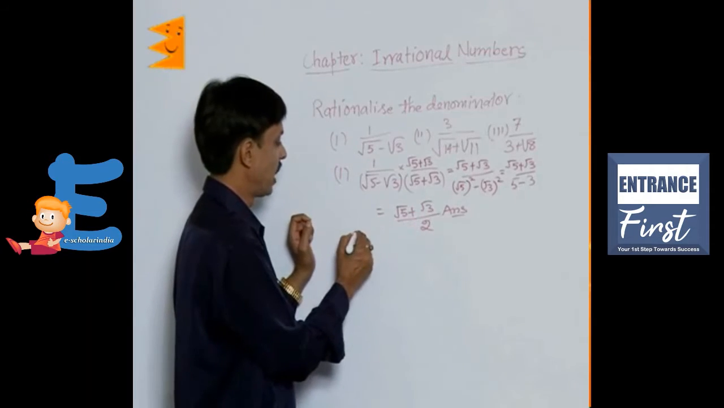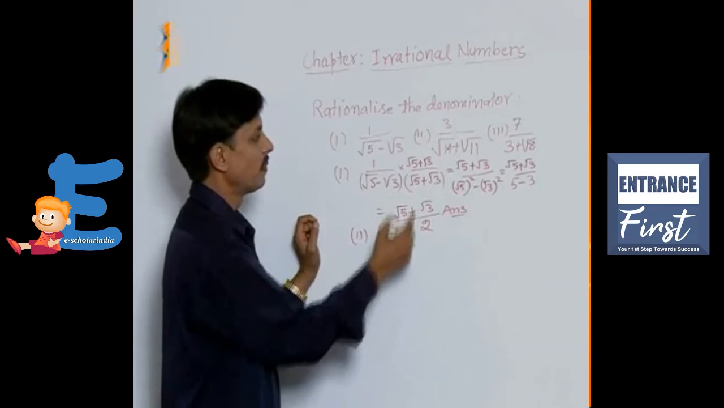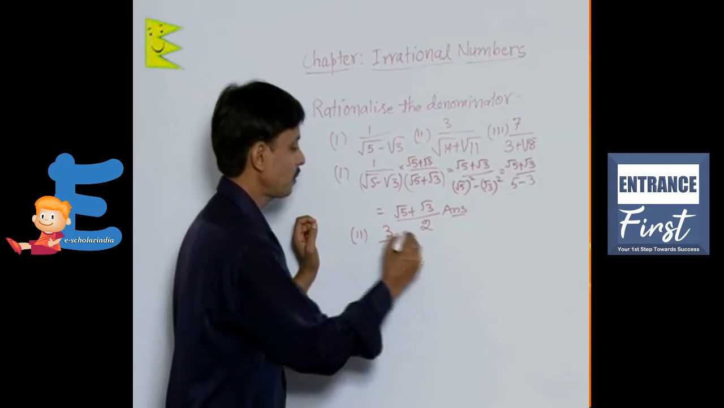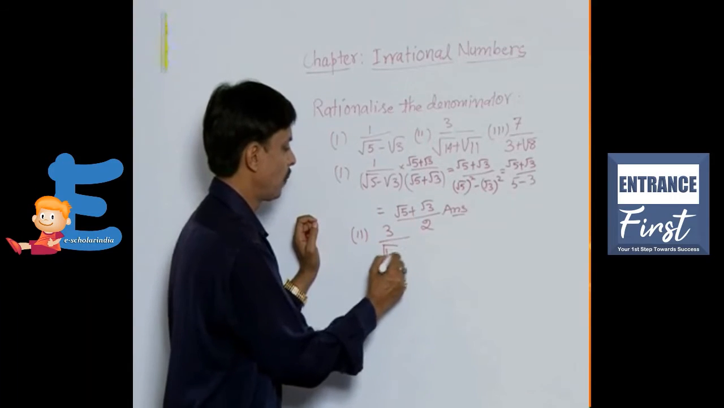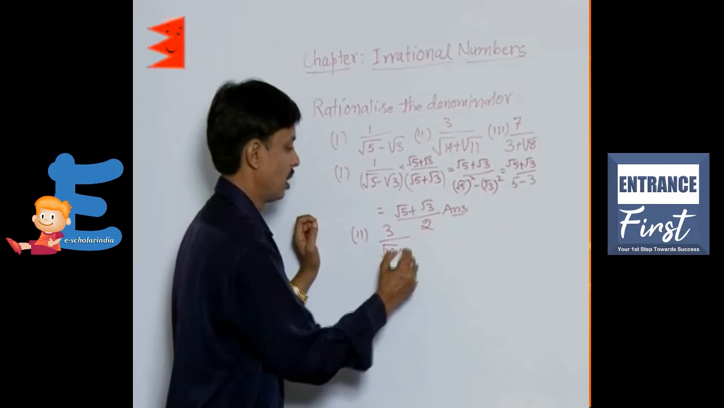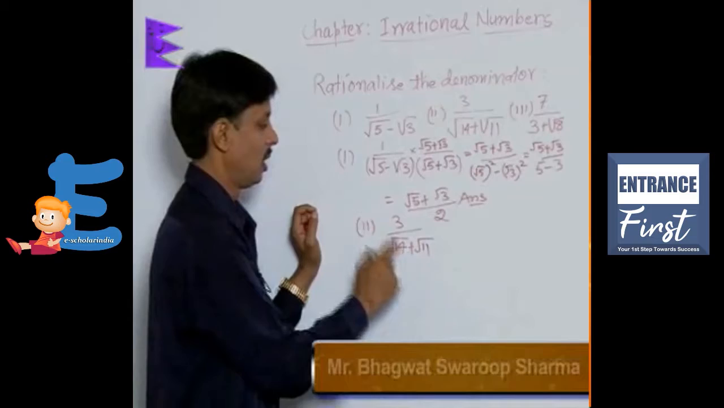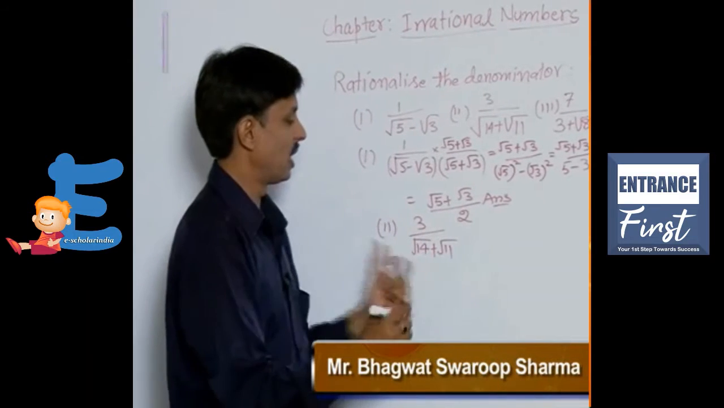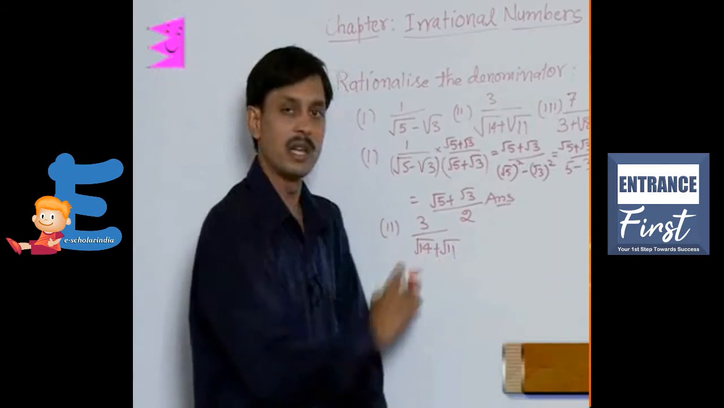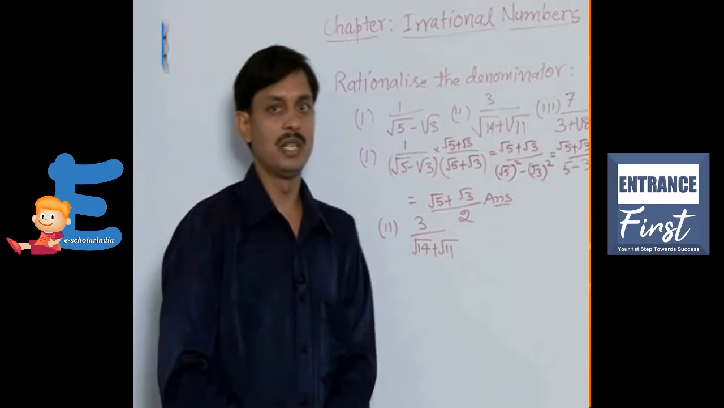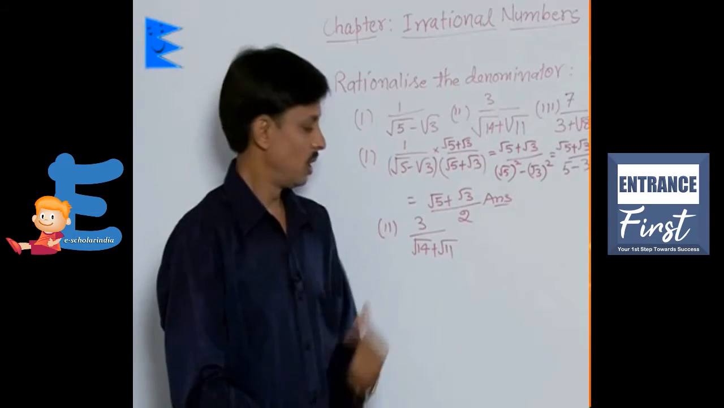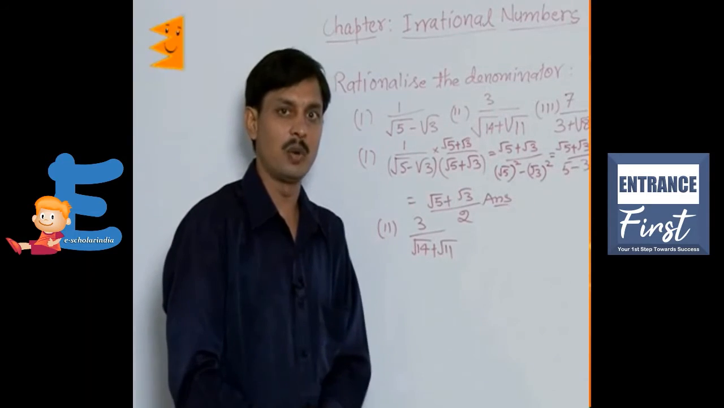Now I am taking the second part. Similarly, the second part is 3 upon root 14 minus root 14 plus root 11. Now, in order to rationalize it, here the denominator is also a binomial. What is the procedure to rationalize the terms having a binomial as the denominator?